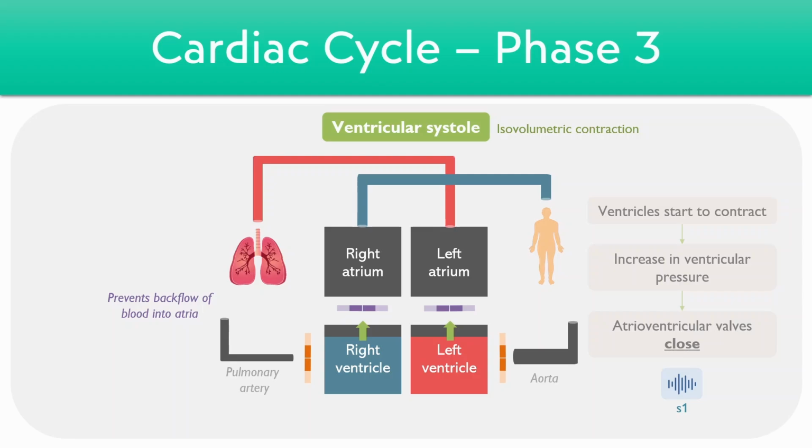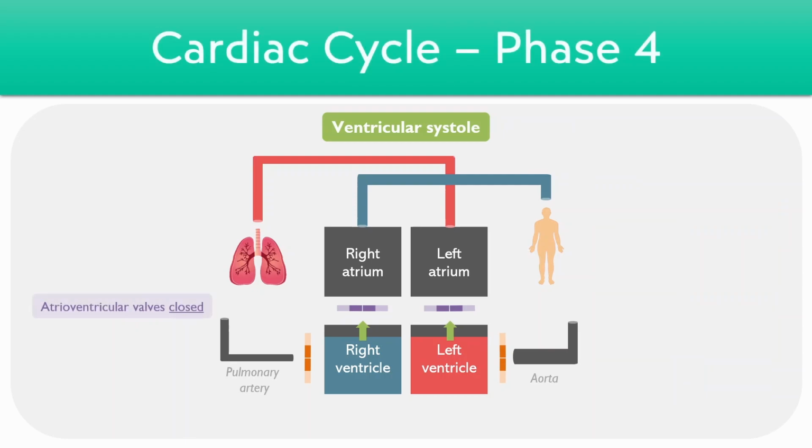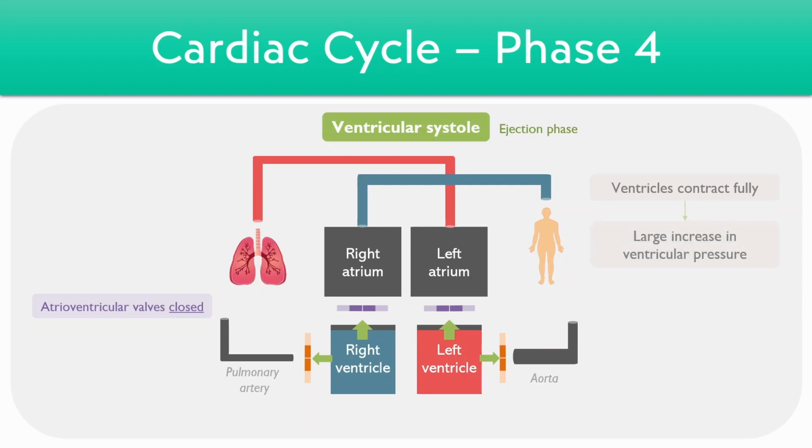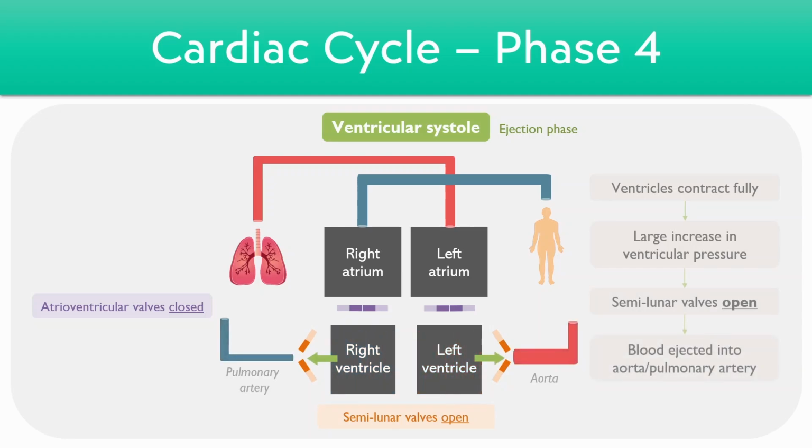With the atrioventricular valves closed, we can move on to the next phase of ventricular systole, which is called the ejection phase. During this phase, the ventricles continue to contract and contract fully, and this increases the ventricular pressure significantly. As a result of this rise in pressure, the semilunar valves end up opening, and the blood is forced from the ventricles into the pulmonary artery and aorta respectively. At this point, the deoxygenated blood can be moved to the lungs, and the oxygenated blood can be transferred to the rest of the body.